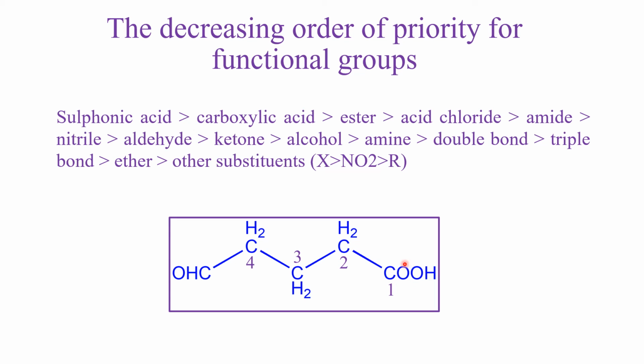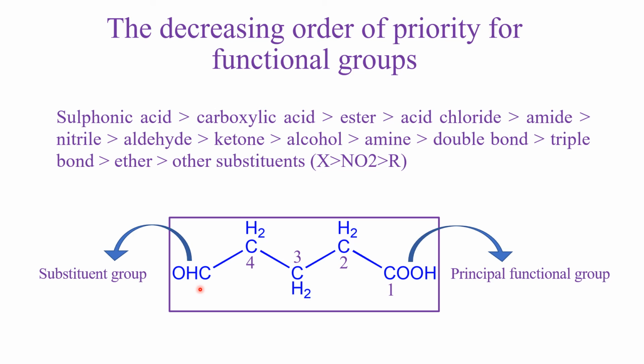The one is carboxylic acid and the other one is aldehyde. As per this order, carboxylic acid comes first and aldehyde comes later. So carboxylic acid is going to be the primary functional group, whereas the second one is going to be a substituent group, which we are going to denote as a prefix. With this, we can write the name of the given molecule as 4-formylbutanoic acid.